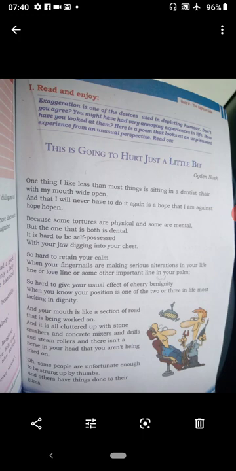Right. So this is the poem's message. This is a poem summary. What is the title? This is going to hurt just a little bit. It is written by the American poet Ogden Nash, and he used three important things I already told you: exaggeration, puns, and metaphor. So you must remember this.